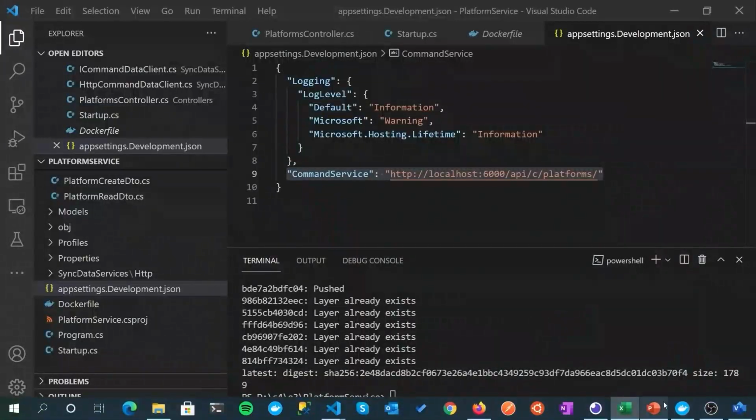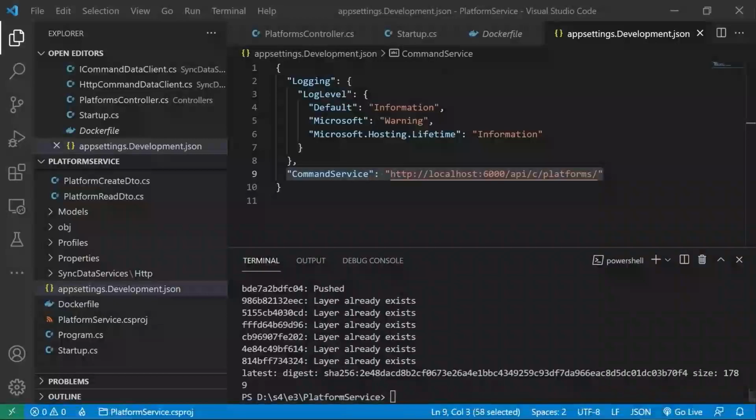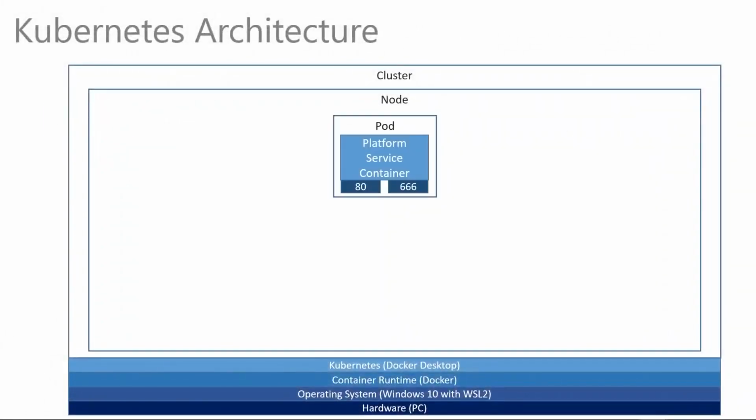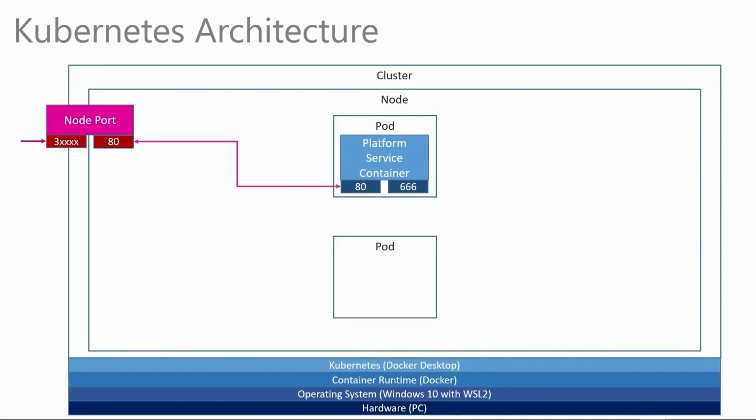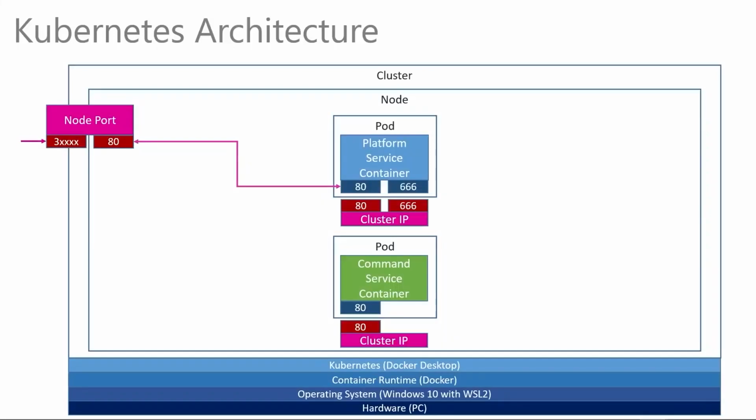All right, so let's just do a quick sense check again of where we're at and what we've done. So we have our platform service running in Kubernetes, and we have our node port set up. We do not yet have our command service running in Kubernetes, but we have it running locally, and we had established connectivity between the two. That's cool.